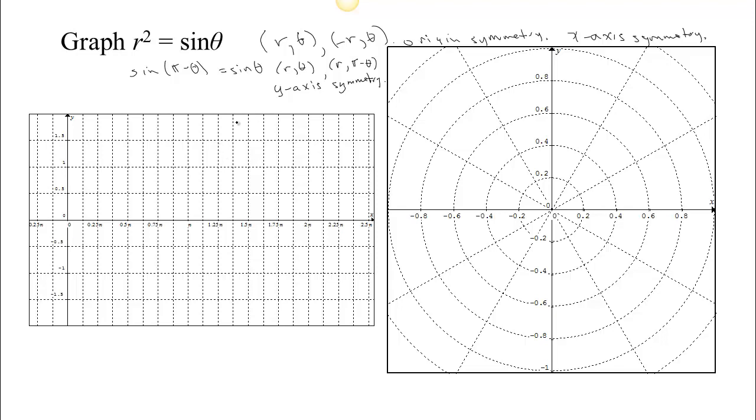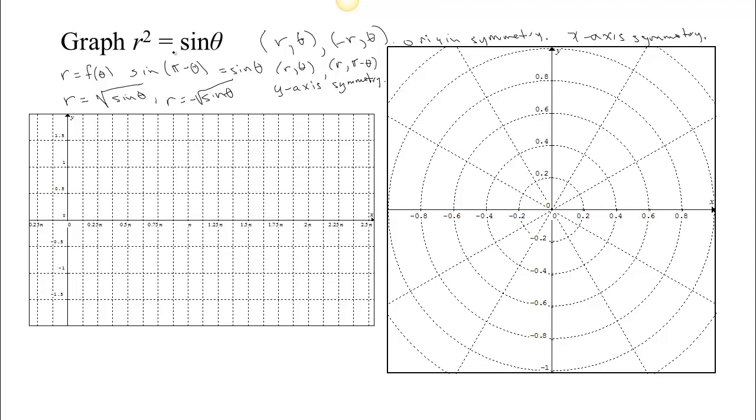Okay, let's look at this. r squared equals the sine of theta. Now that's not in the form r equals some function of theta. But we can put it in that form if we solve for r. r is going to have to be either the square root of sine theta, or it could be negative square root of sine theta. So I'm just solving for r.